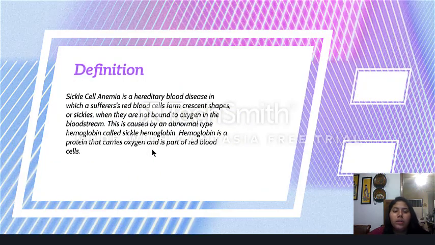Sickle cell anemia is a hereditary blood disease in which red blood cells form crescent shapes when they are not bound to oxygen in the bloodstream. This is caused by an abnormal type of hemoglobin called sickle hemoglobin, a protein that carries oxygen and is part of red blood cells.